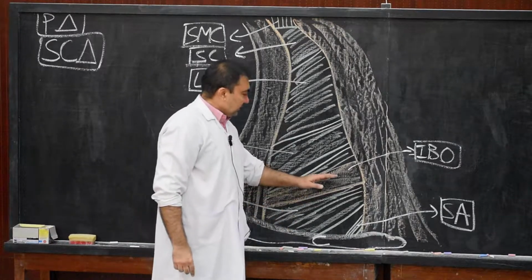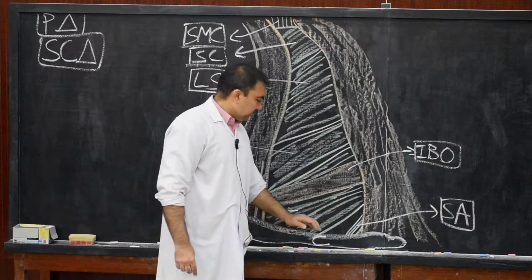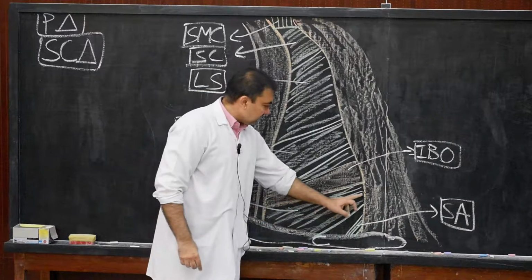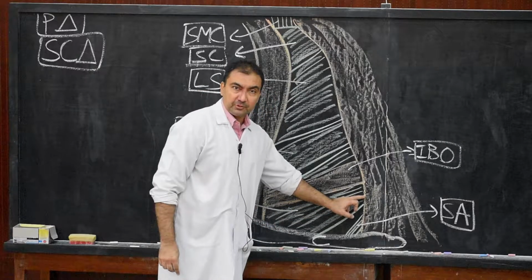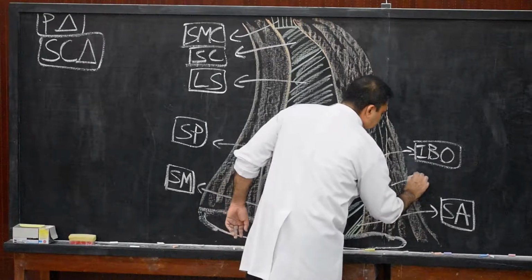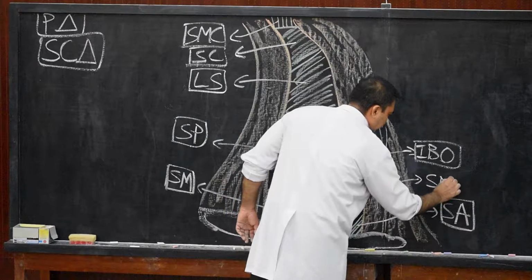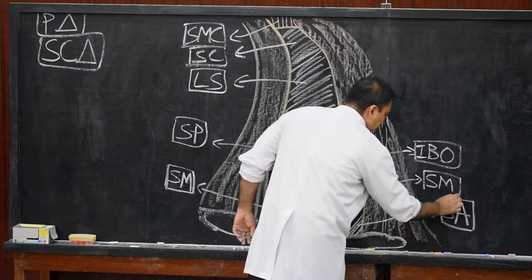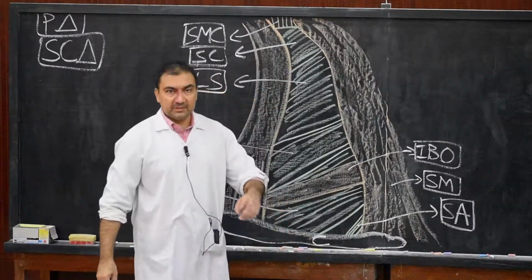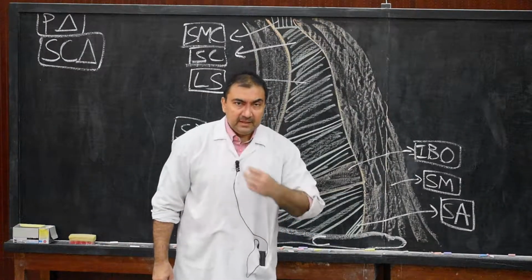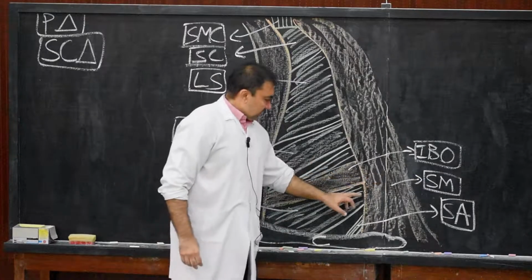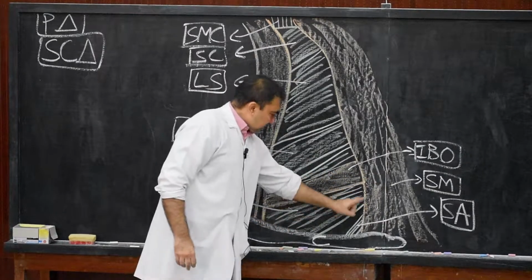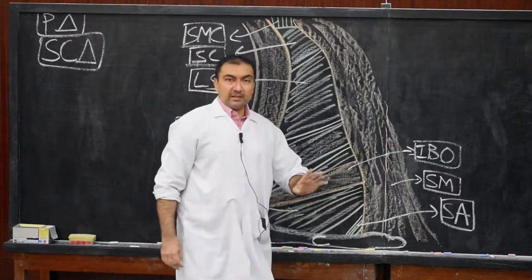So superiorly, it is formed by inferior belly of omohyoid, base by the clavicle, anteriorly by posterior border of sternocleidomastoid muscle. So therefore, this muscle is sternocleidomastoid muscle. It is also known as sternomastoid muscle. So anteriorly, posterior border of sternocleidomastoid muscle. So therefore, this triangle which is formed is called supraclavicular triangle.